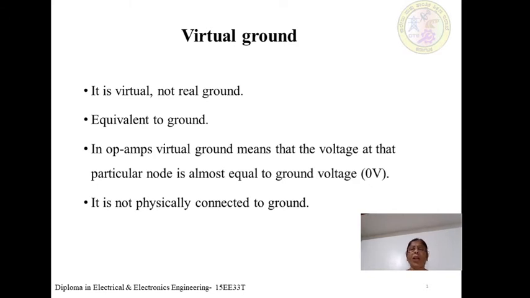So then what is virtual ground? It is not a real ground, but it is approximately equivalent to ground. We will assume this as a ground in some applications. In op-amps, virtual ground means that the voltage at that particular node is almost equal to ground voltage. It is not physically connected to the ground.